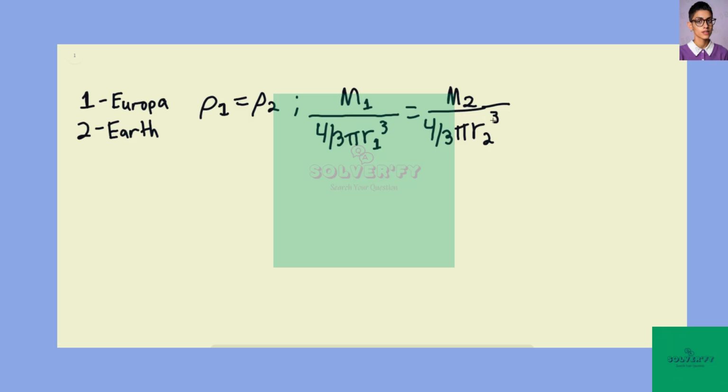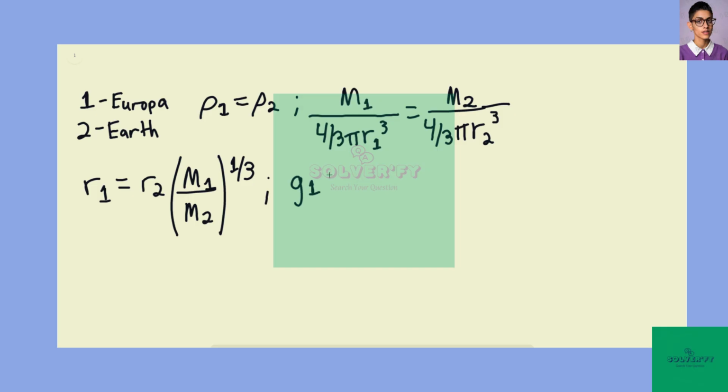So we can say that r sub 1 is going to be equal to r sub 2 times m sub 1 divided by m sub 2 to the 1/3 power. So the radius of Europa equals the radius of Earth times the cubed root of the mass of Europa divided by the mass of Earth. And at this point, we can say that the gravitational pull on Europa is equal to the gravitational constant times the mass of Europa divided by the radius of Europa squared.